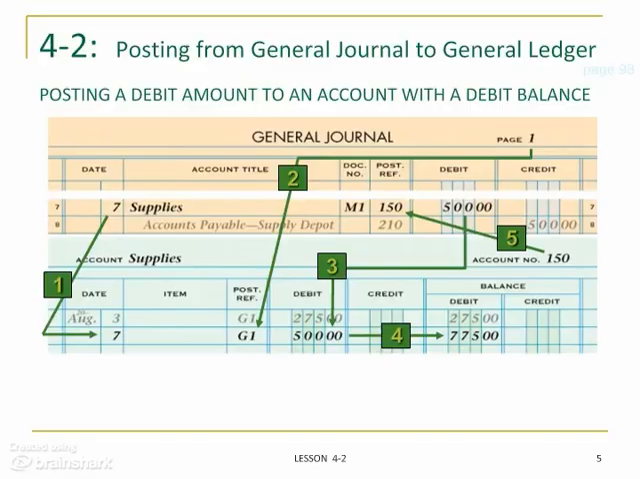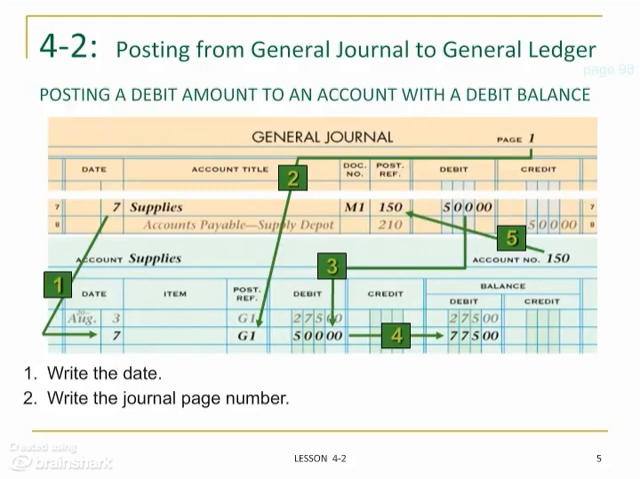In this slide, we're going to learn about posting a debit amount to an account with an already existing debit balance in the balance column in the general ledger. So, just like any other time we're posting, we're going to follow our 5 steps. We're going to start by writing the date. Then we're going to post our general journal page number. This comes from page 1.